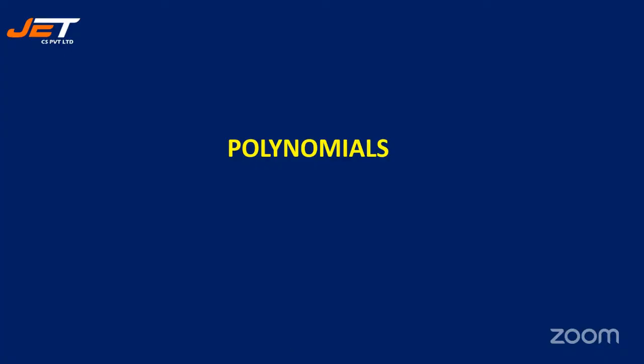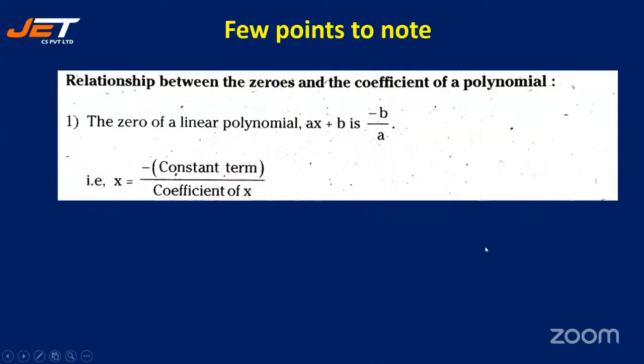All right, so today we are going to do polynomials. The relationship between the zeros and the coefficients of a polynomial, that is what we are going to see today. For a linear polynomial ax plus b, the zero is x equals minus b by a. That is, x is equal to minus constant term by coefficient of x.